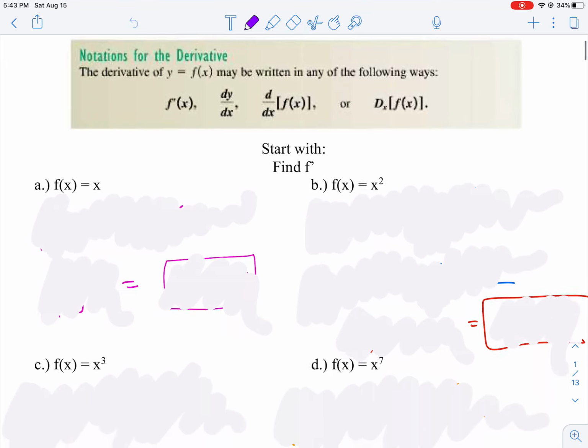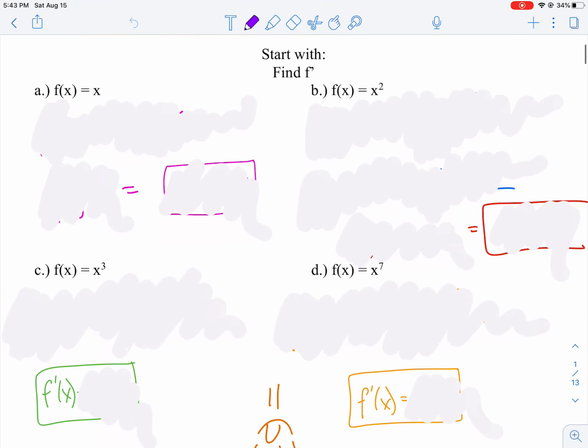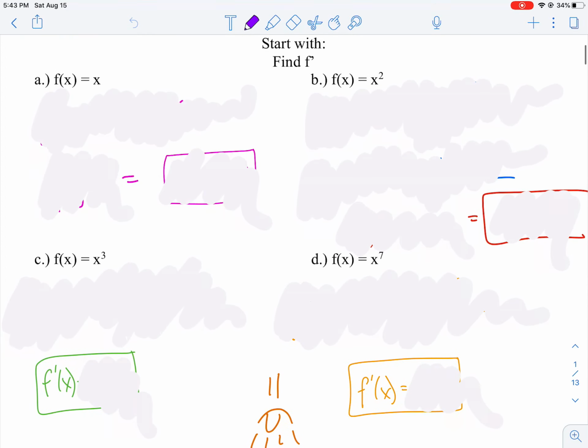So let's first start off by doing these few problems. I think you have this at the top of your notes, right? What if I gave you these few problems and I asked you to find the derivative? Well, if all we know how to do is use our limit definition, then we would have to do that for every single one of these problems.